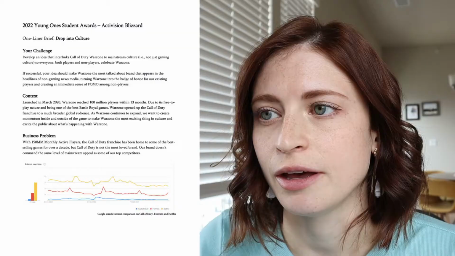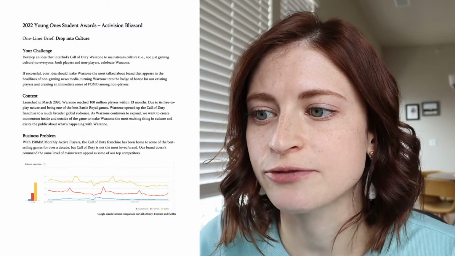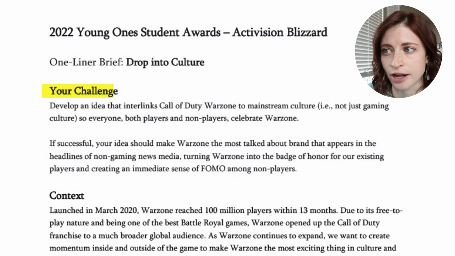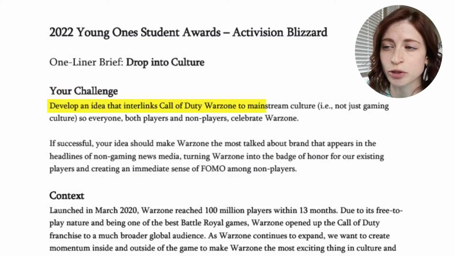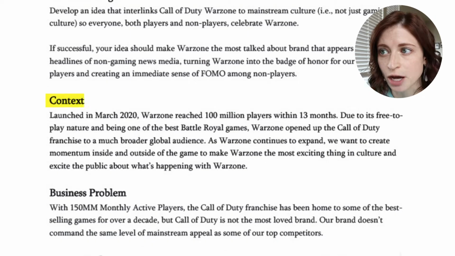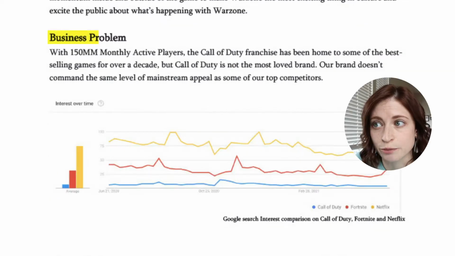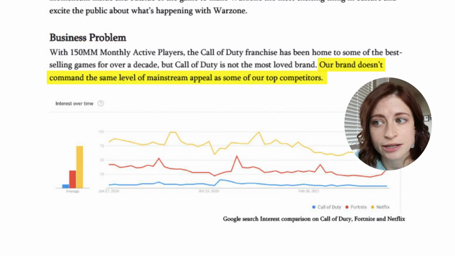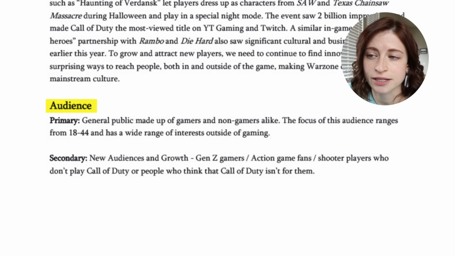The Young Ones is another student award show, and this year's brief they did for Activision Blizzard. And this one's pretty simple. It only has 4 sections. It starts with the challenge, which is essentially the deliverable, what they're asking you to do. It gives you some context on the game that they're having you create something for. Goes into the business problem, so this gives you an idea of maybe what's holding people back from playing this game. And then they end it with the audience, and in this case they have 2 audiences, a primary and a secondary.